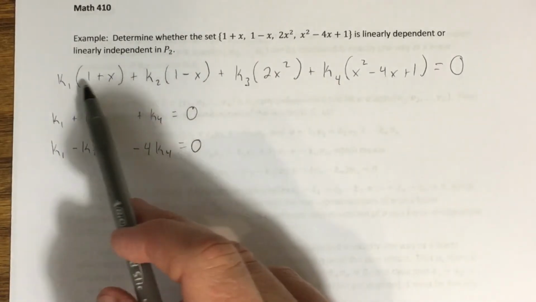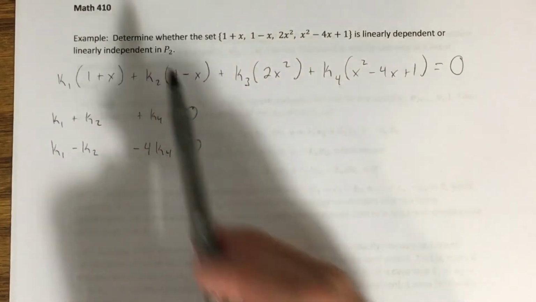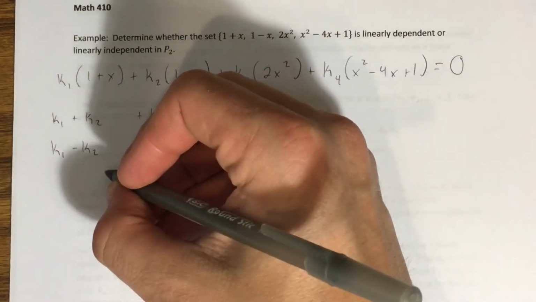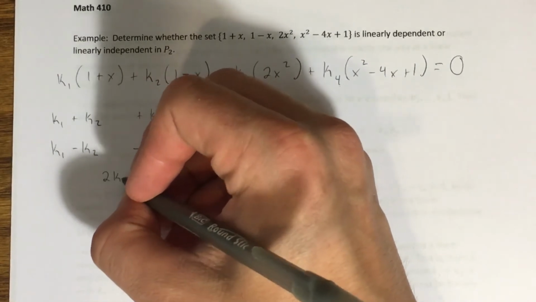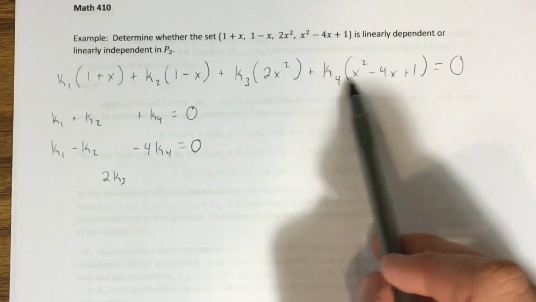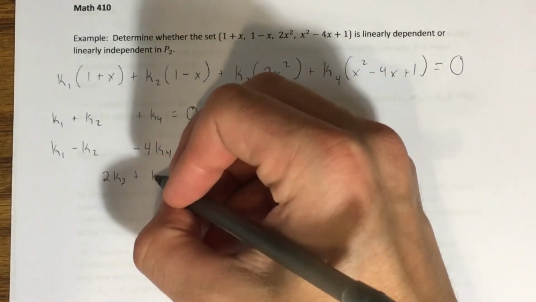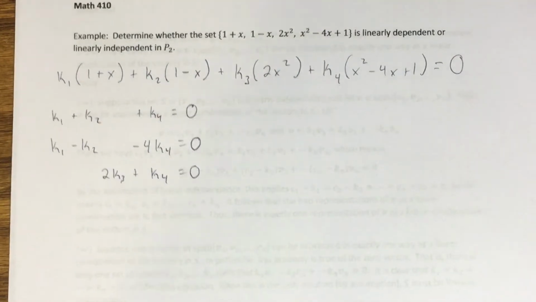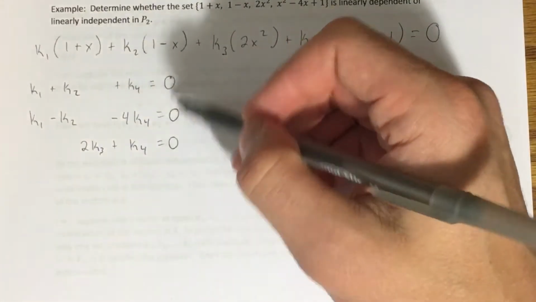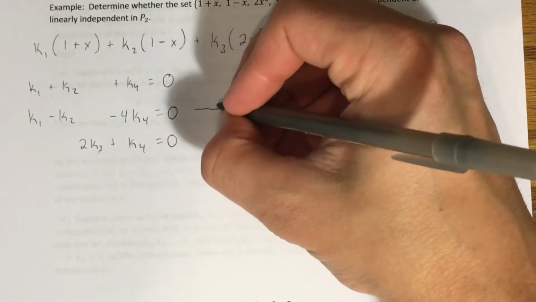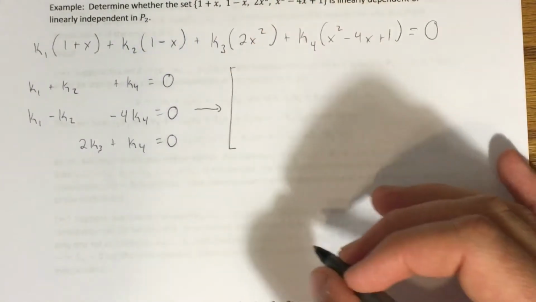If I look at these first two terms, there's no x squareds in there, so that's not going to contribute anything. I'm going to have 2k3 as the coefficient on this x squared term plus a k4 on that one, and that's equal to 0. Now notice what we have is a homogeneous linear system because of the zeros here. So I'm going to turn this into an augmented matrix.